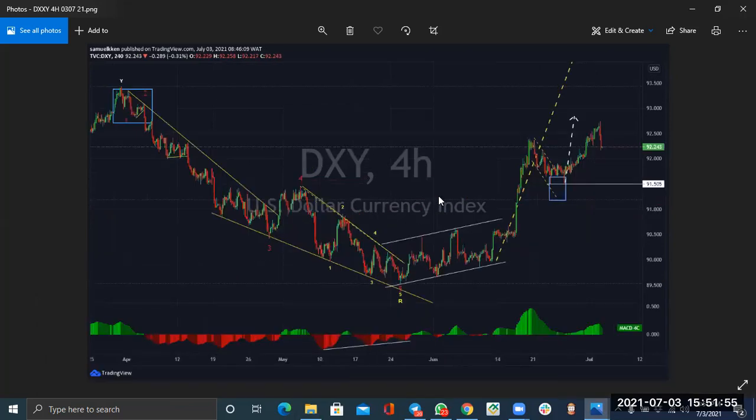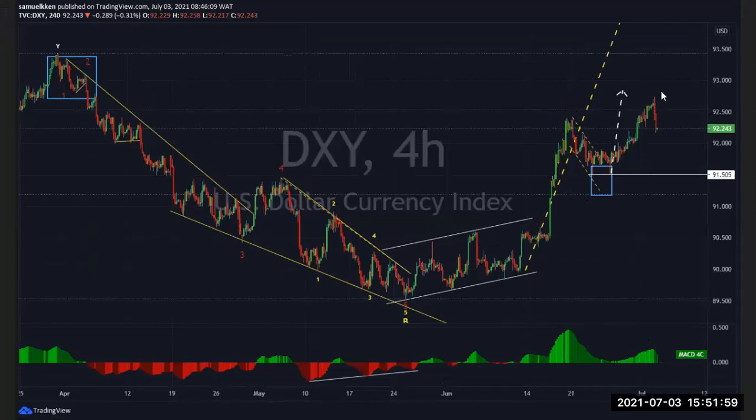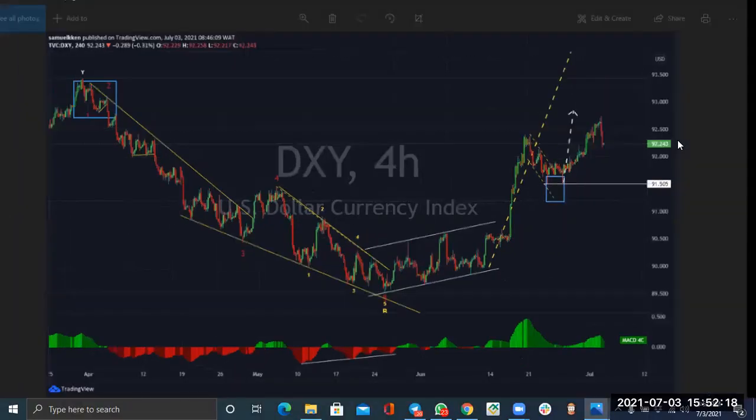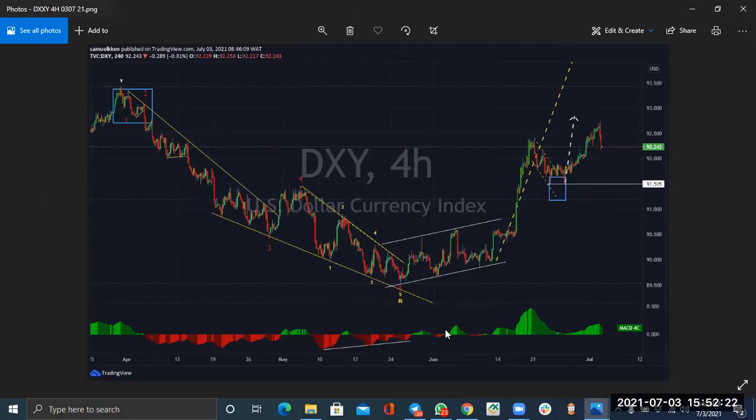This is DXY 4 hours. In 4 hours, you can see we have gotten our first target and the price is now coming down. Where do you think it will stop and begin to go up again? In my own opinion, this is an impulse, so we likely get an A, B, C, which will be a running flat before we go up again. But nevertheless, let us see our 1 hour chart to know what we have next.